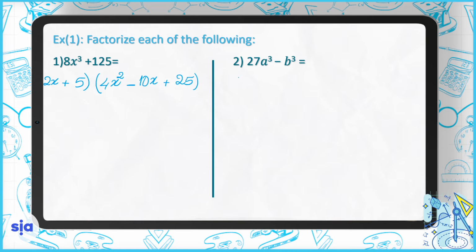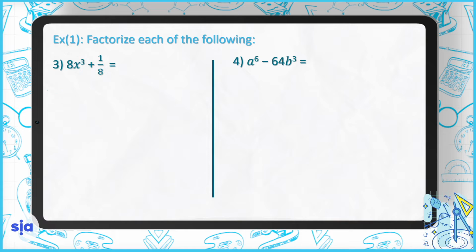For question 2, the same idea. The cubic root of 27a power 3 is 3a. Minus is minus. Then the cubic root of b cubed is b. The second bracket is the bigger bracket. We get it from the first bracket. First times itself is 9a squared. If the sign is minus, we make it plus. After that, 3a times b is 3ab. Then the second times itself, which is positive b squared.